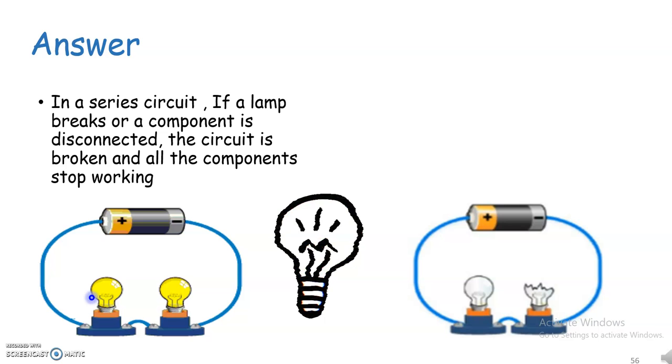This is a weak point of series connection. In a series connection, if a lamp breaks or a component is disconnected, the circuit is broken and all the components stop working. Another weak point of series connection: if I turn on a lamp, all the components will turn on. If I turn one off, all will turn off.